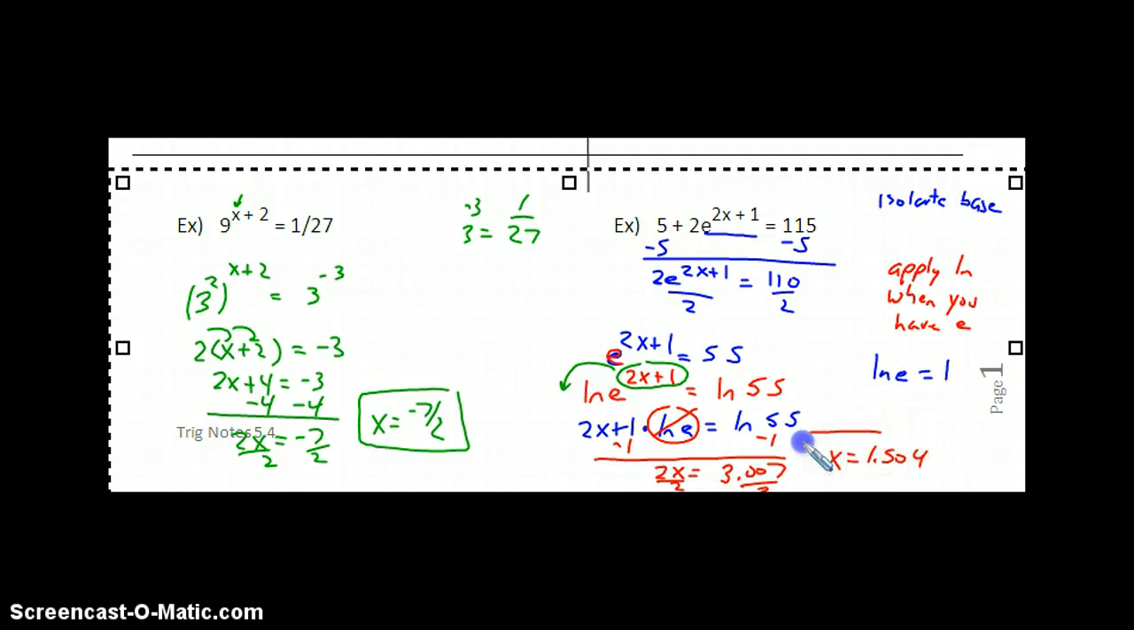Take a second to plug this back into your calculator and check it. You'd have to type in 5 plus 2e raised to, and then again make sure that all of this gets put in parentheses. 2 times 1.504 plus 1, you're going to get pretty close to 115. Not exactly, but pretty close, because this is a rounded number.